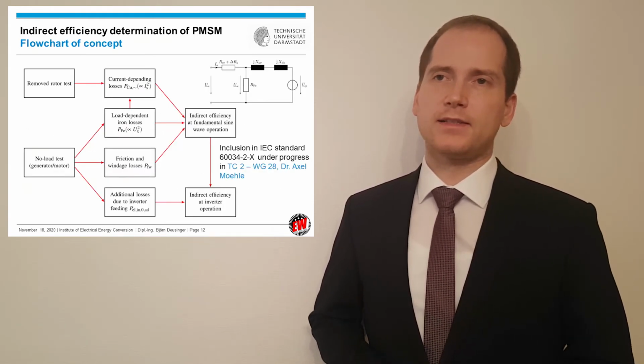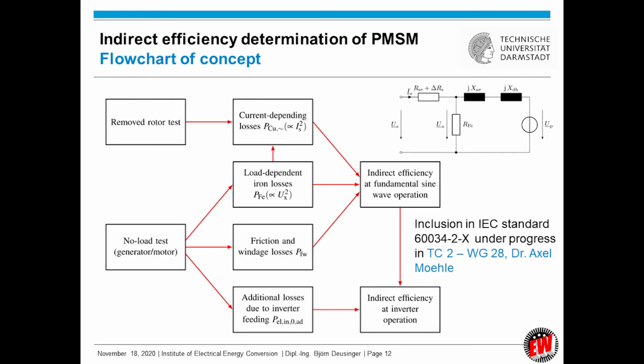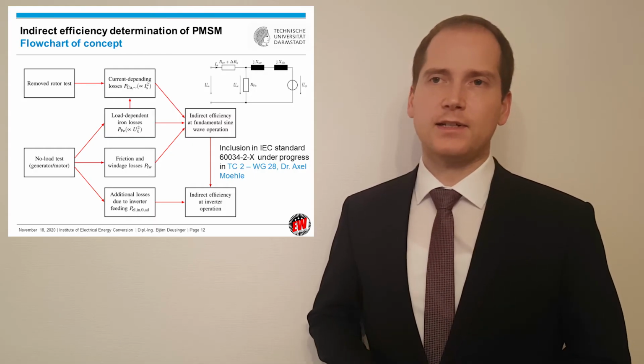This diagram symbolizes the process, starting from the no-load and the removed rotor test, over calculating the losses at load, that means the current-dependent losses that are proportional to Is square, and the load-dependent iron losses that are proportional to Ux square, and the mechanical losses. Then we come to the indirect efficiency at fundamental operation. If the additional losses of the converter feeding are taken into account, then we get the indirect efficiency at converter operation at the lower right side. This procedure is currently under review at the IEC Working Group 28 for inclusion in the 60034-2 standards.